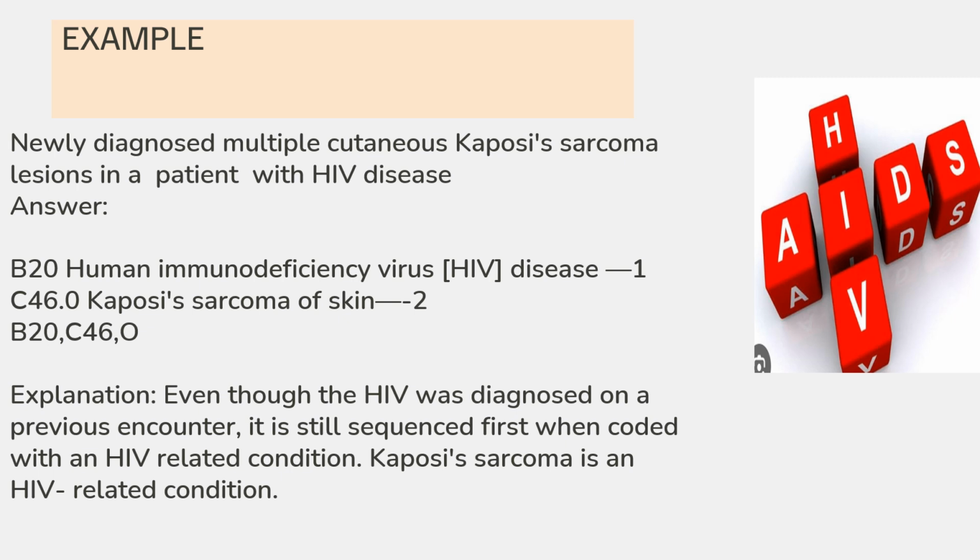So in this case, what you will write is B20 first, followed by the Kaposi sarcoma. Even though the HIV was diagnosed on the previous encounter, it is still sequenced first when coded with the HIV related condition. This is very important because the condition is HIV related. So you are going to code B20 first, followed by the Kaposi sarcoma.